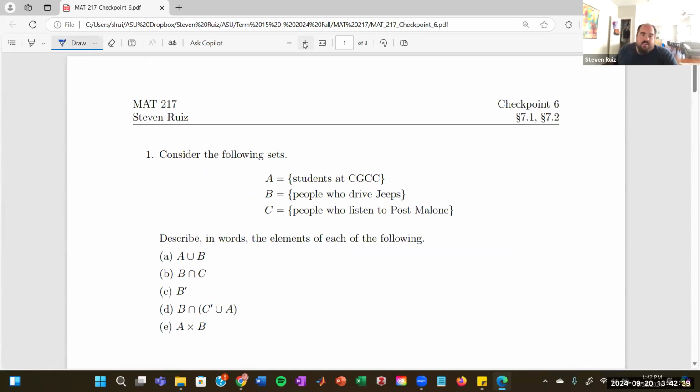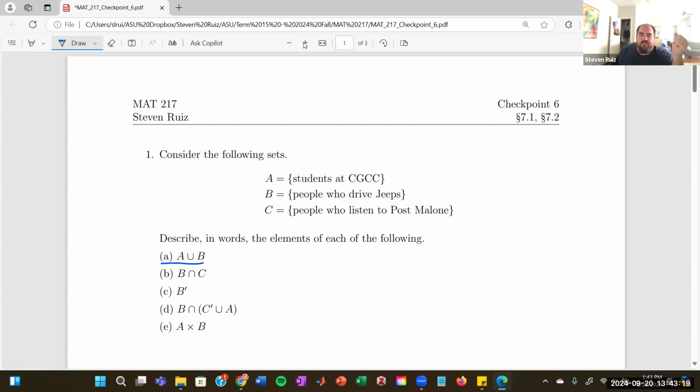But what does part A here say? So this symbol right here, that U, that cup, that stands for the union. So basically, what does A union B mean? That means the things that are either in A or in B, and that includes the things that are in both. So what is A union B? A union B is the set of people who are students at CGCC, or people who drive Jeeps, or people who do both.